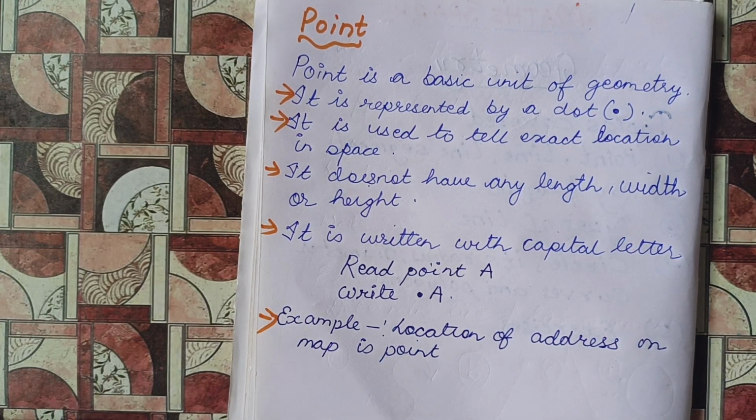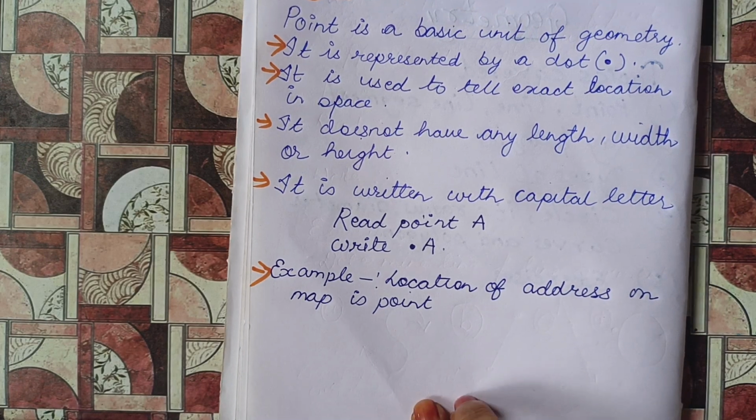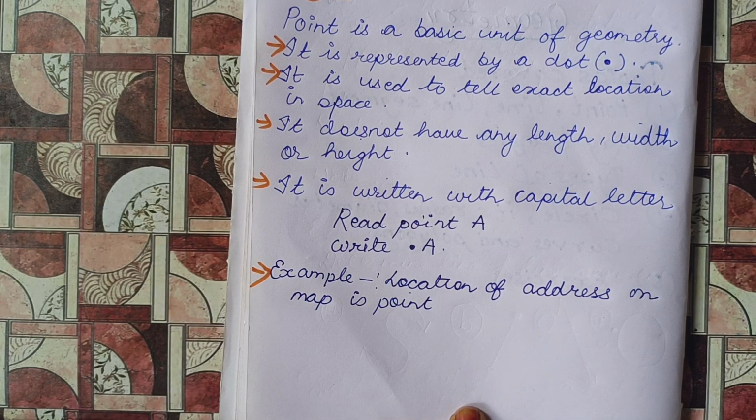First, let us know what is a point. Point is a basic unit of geometry. It is represented by a dot. It is used to tell the exact location in space. It does not have any length, width or height. It is written with a capital letter. We read point A and we write as dot A. Now let us see what is example of point. Location of address on a map is a point.